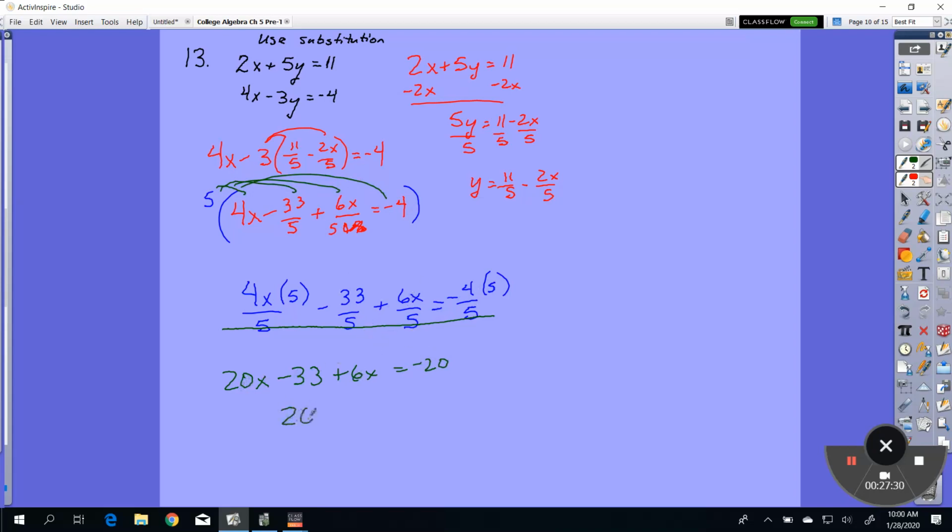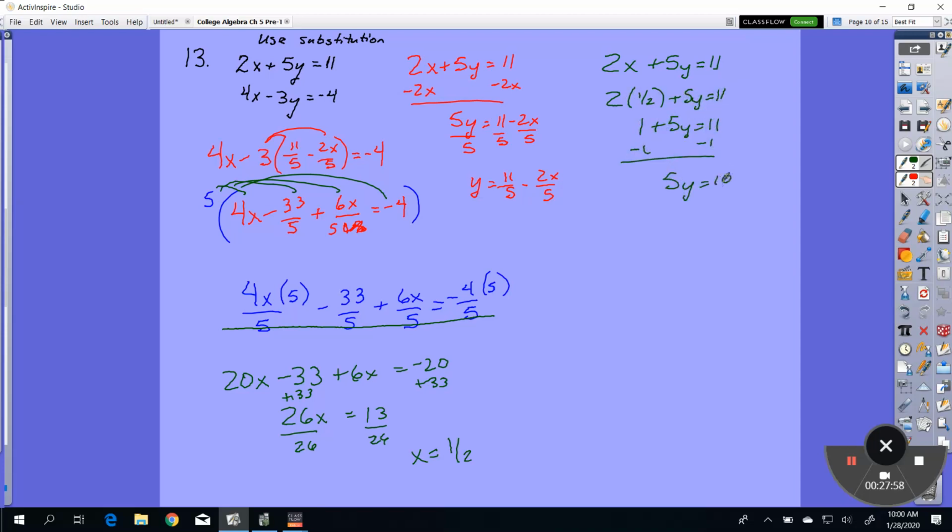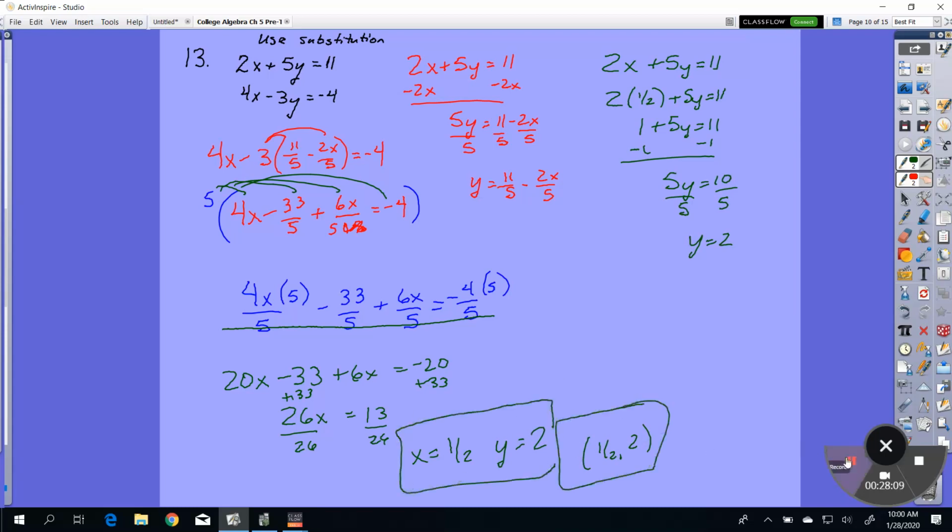So 20 plus 6 is 26x. I add the 33 to the other side. 33 minus 20 is 13. Divide it by 26, and x equals 1/2. So now I'm going to plug that into the top equation. I could have used the other one. I just chose the top one. So 2 times 1/2 plus 5y equals 11. Half of 2 is 1. Plus 5y equals 11, minus 1, minus 1. 5y equals 10. Divide it by 5, and y equals 2. So x equals 1/2, y equals 2. There's the ordered pair, or there's writing it in variables.